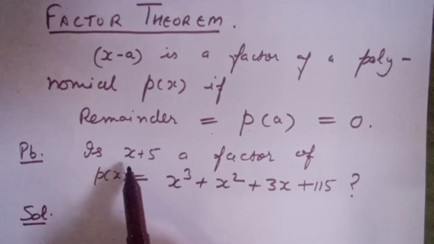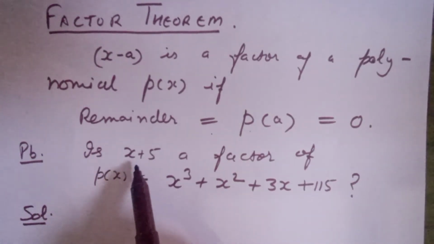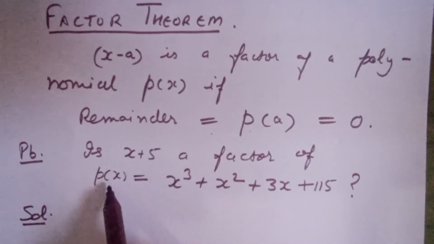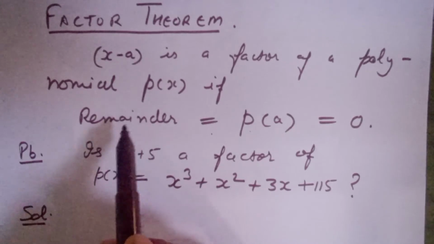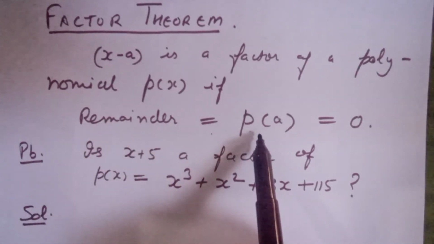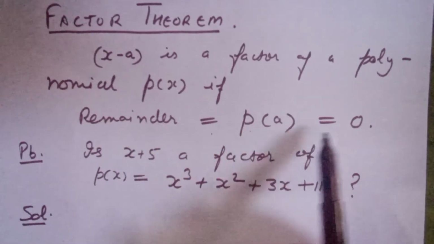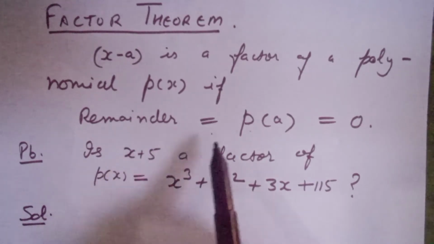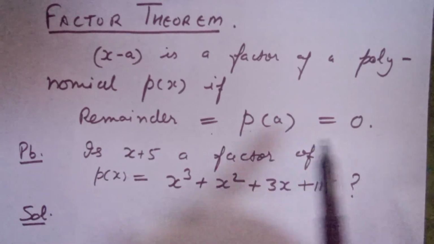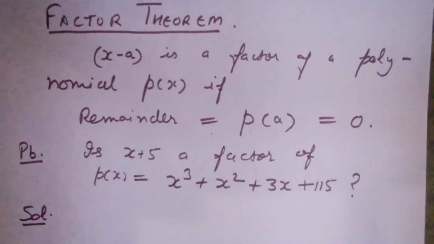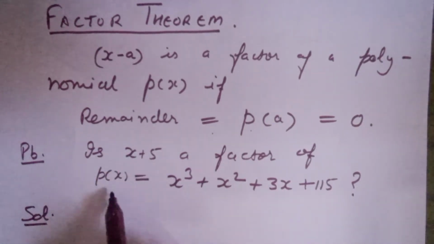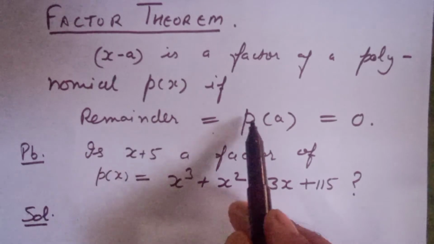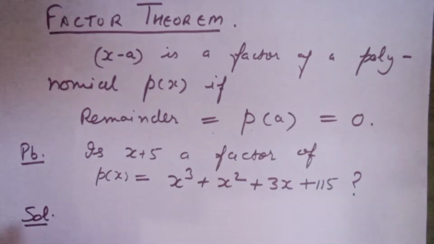You have to find out whether x plus 5 is a factor of p(x) or not. How will you find? You will straight away find the remainder. If the remainder is 0, then this is a factor. If the remainder is not 0, then this is not a factor. So x plus 5 will be a factor of p(x) if the remainder comes out to be 0. So let us find the remainder.